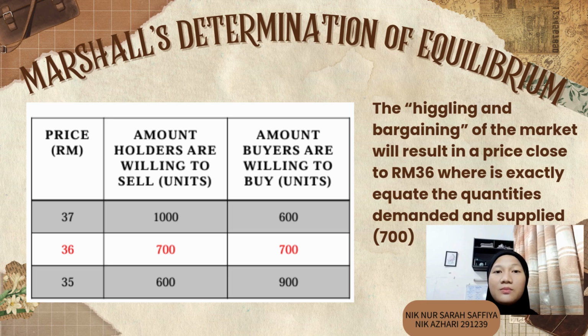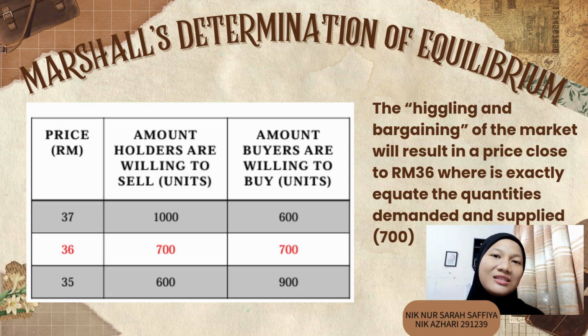Imagine a bustling marketplace where sellers offer their goods and buyers look to purchase them. Economist Alfred Marshall explained that the price in this market doesn't just appear randomly. Instead, it's determined by the push and pull of supply, meaning how much sellers offer, and demand, which is about how much buyers want. Think of it like a seesaw.